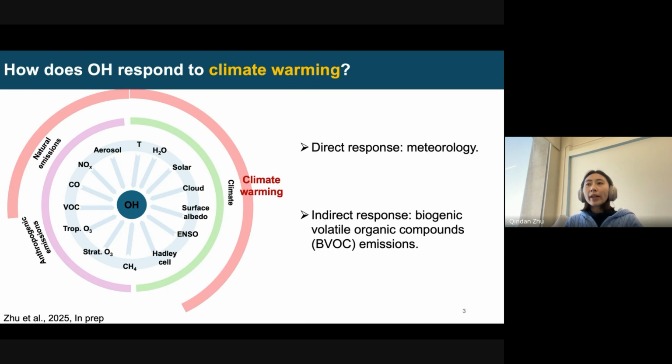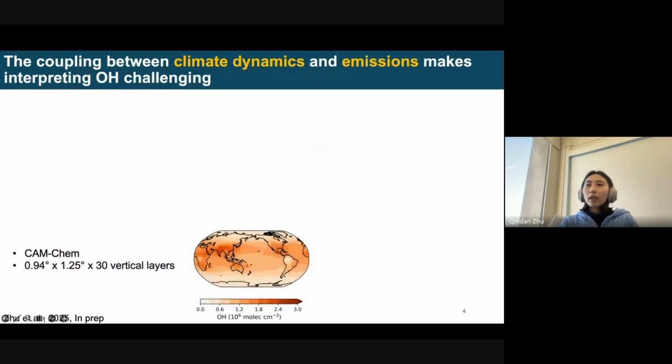Therefore, in our project, we are aiming to gain a process-level constraint on how OH responds to climate warming, and identify the contributions of the individual processes and what the dominant drivers are that lead to this OH response to the warming. Sorting out this question is actually not easy in the fully coupled chemistry-climate model, because this coupling between high-dimensional climate dynamics as well as emissions makes the OH interpretation quite challenging.